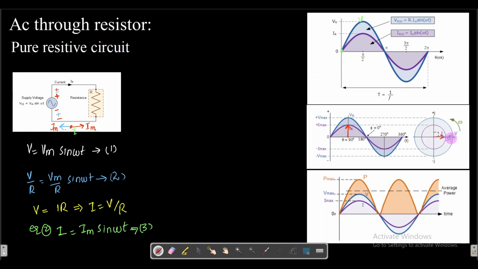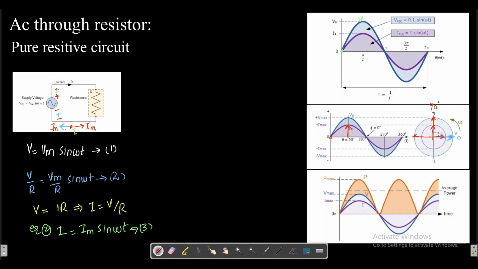In this position, at the 0 position, both the voltage and current are 0. Now both reach here at 90 degrees, so this is the maximum value of the voltage, given by this projection, and the maximum value of the current, given by this projection here.